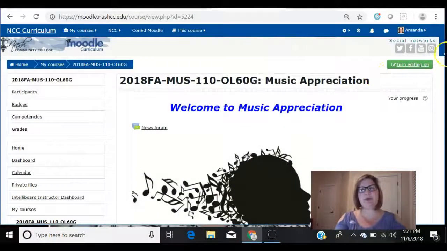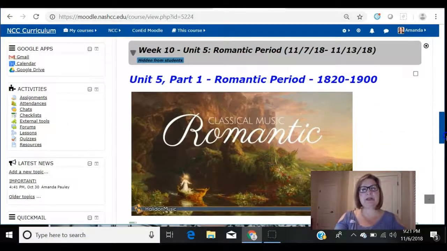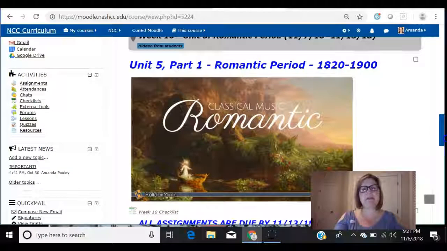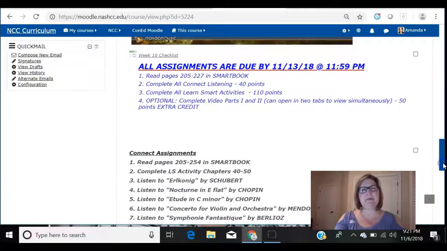So let's just go through the assignments really quick this week. Week 10. This is part 1 of 2. I'm not going to give you a quiz this week, just so that you don't have to worry about studying for a quiz. But there are a lot of Learn Smart activities. There are 10, actually 11, 40 to 50. A lot of them are very, very short, but they're worth 5 or 10 points apiece. Most of them are worth 10 points apiece.